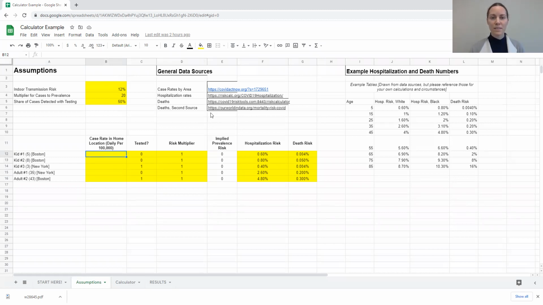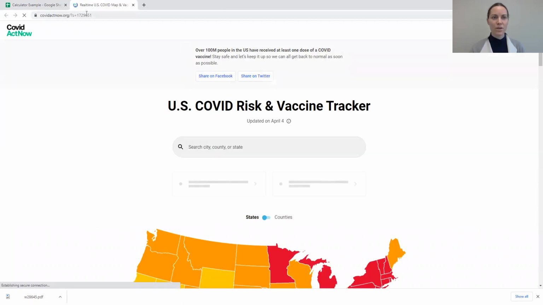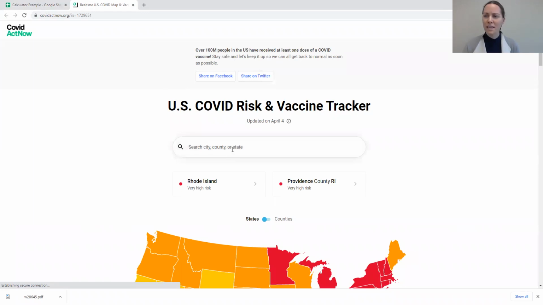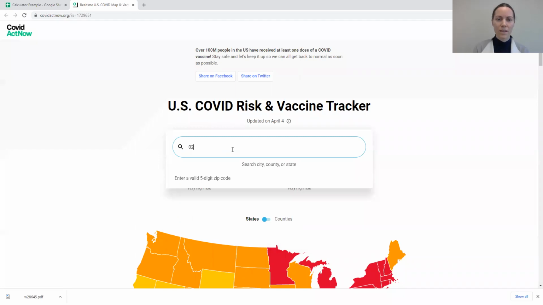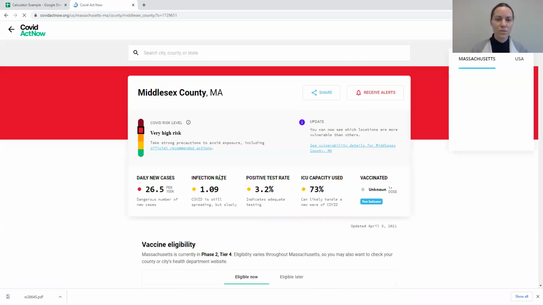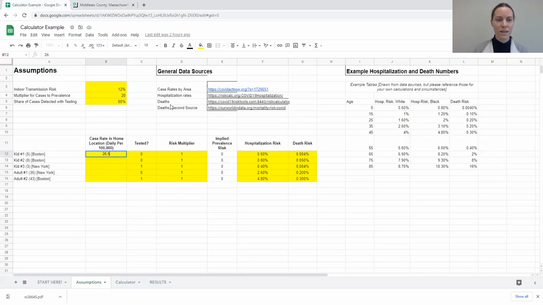There are a lot of places to get that, but I've given you some data sources, and I like this one for case rate. So I'm going to pull that up here. Hope you can see this. After a long time with Zoom, I still feel like I'm never that good at it. What I like about this is I can look in, let's imagine that I'm from Middlesex County, Massachusetts. I can look up my county and we've got daily new cases per 100,000, which I'm going to stick in. That's 26.5. So I'm going to stick that in for the people from Boston.